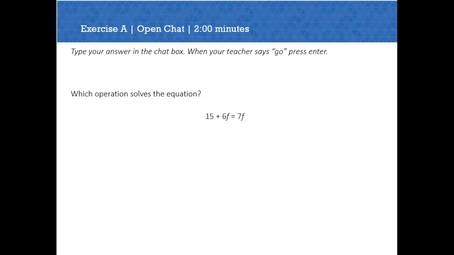So we see we've got two variables that are on opposite sides of the equation. We want to get those on the same side using inverse operations. So I'm going to move the 6f by subtracting 6f from both sides. 15 plus 6f minus 6f, since we use the inverse operations, these should cancel. So we have 15 equals 7f minus 6f is 1f, but the way we write that in math is just f.